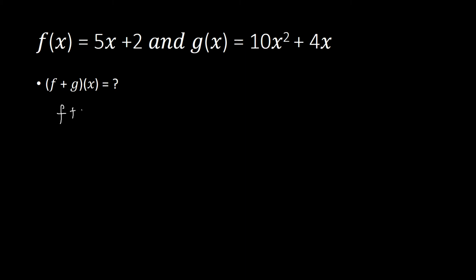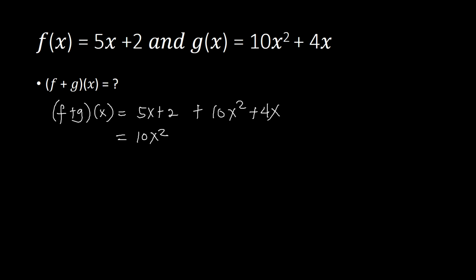So f plus g of x will be equal to f of x, which is 5x plus 2, plus our g of x, which is 10x squared plus 4x. Again, you may do parentheses or not. That's really fine. Then we arrange the terms, starting off with the highest exponent, 10x squared. Then we have plus 5x, then another 4x here, then plus 2.